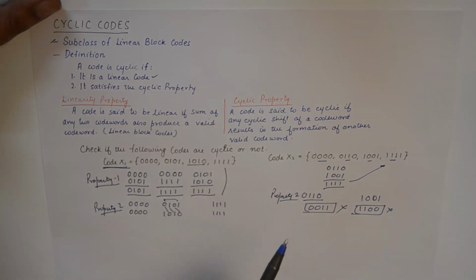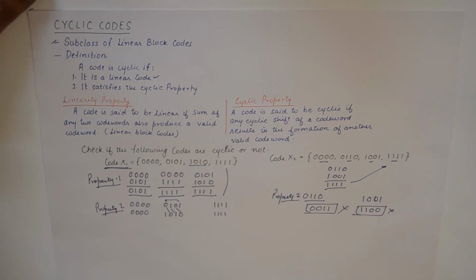So in order to be cyclic, a code should satisfy both properties at the same time. So this is not an or kind of a situation. Both the properties must be met in order for a code to be cyclic. And I hope this introduction to cyclic codes and its properties was of help.